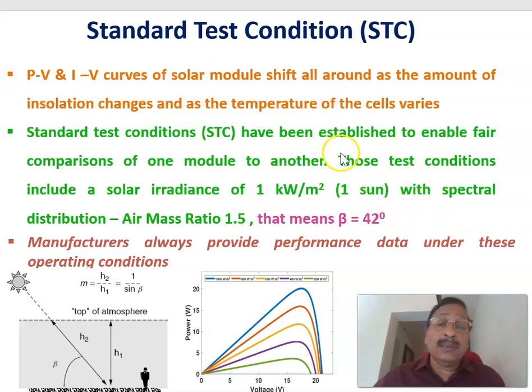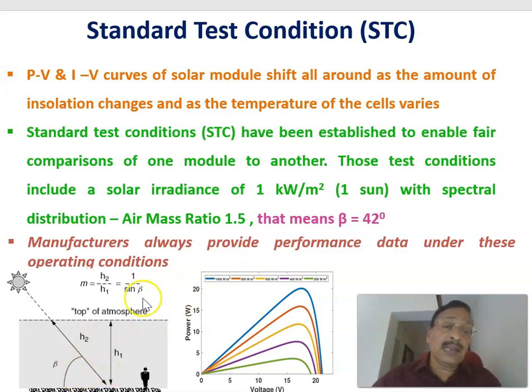The temperature will be 25 degrees centigrade, the solar radiation will be 1000 watts per meter square, and the air mass ratio equal to 1.5. Air mass ratio equal to 1.5 means that, say, solar radiation is coming like this, falling on this junction here, and if this angle is beta, the air mass ratio is related to this angle by this equation: air mass ratio equals 1 by sine beta.